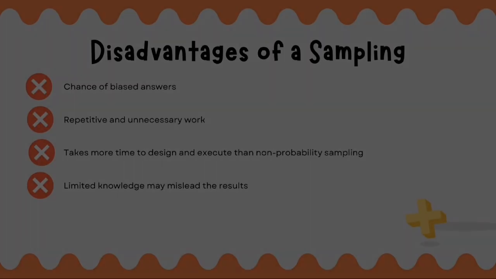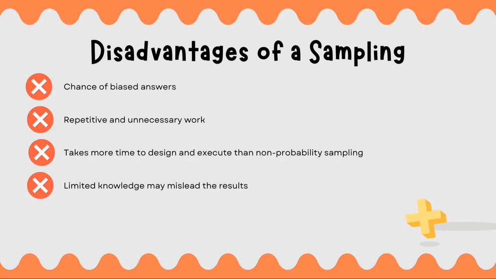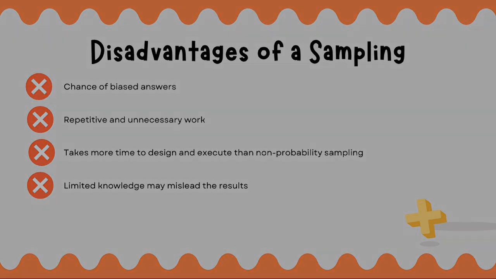Let's move to disadvantages. Chance of biased answers. Repetitive and unnecessary work. Takes more time to design and execute than non-probability sampling. Limited knowledge may mislead the results. Nosete and Abalos, will you please discuss the different techniques for sampling to the viewers?